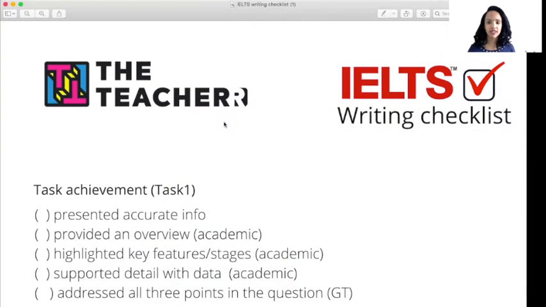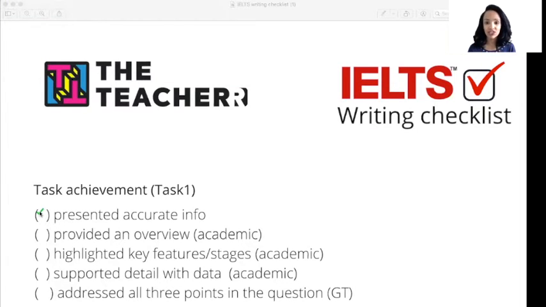Task achievement basically means, did this person answer what I asked? So it's very common for people who are starting to train for the IELTS to not know that on task one, you're actually not supposed to use your creativity. You're supposed to be objective and present accurate information. Accurate information means that everything you talk about in your writing needs to be on the test.